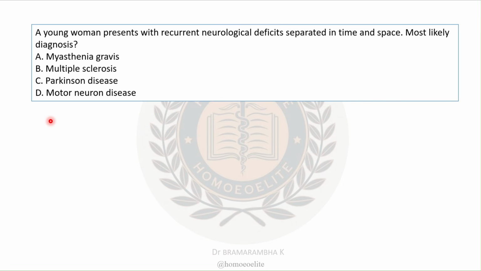So what is multiple sclerosis? It's again an autoimmune condition where there is destruction happening, leading to visual disturbances, motor issues, and also sensory changes. Emotional and cognitive functions are also affected. In Parkinson's, we have seen tremors and all of these. Okay.